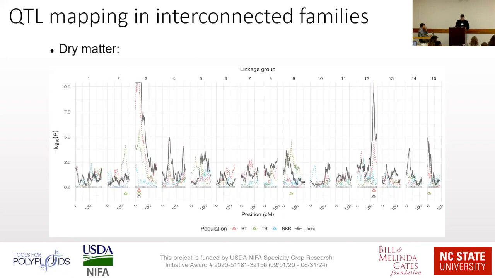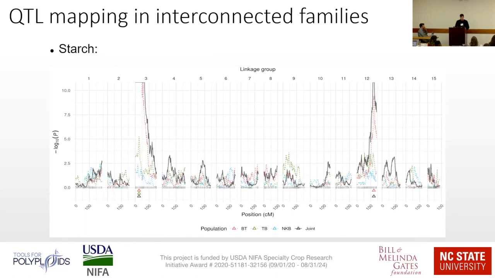For dry matter, we have a very similar result where we identified two QTLs on the same chromosomes for BT. But on NKB, we couldn't find any QTL for this trait. And for the TB population, we couldn't find the QTL on chromosome number 12, but we found signals on chromosomes number 2, 9, and 15. And for the joint analysis, only the two major ones on chromosome number 3 and number 12.